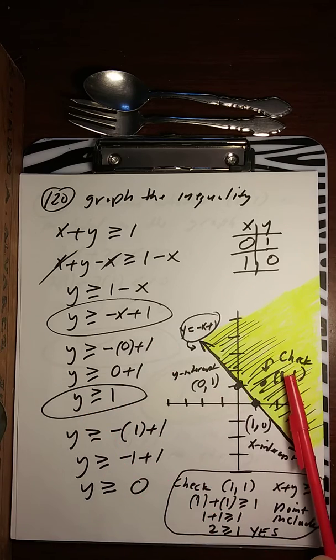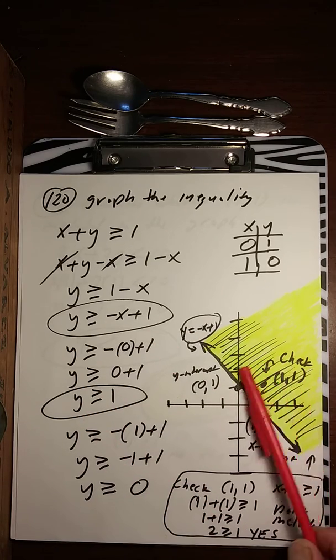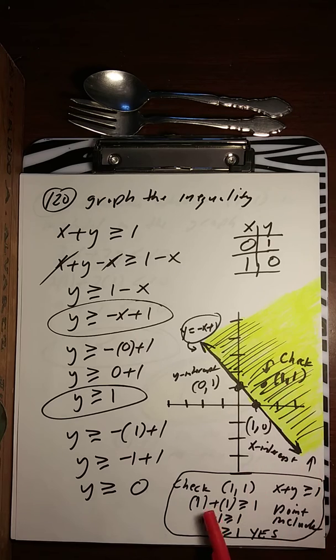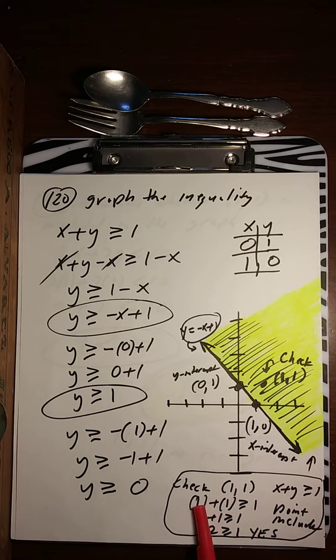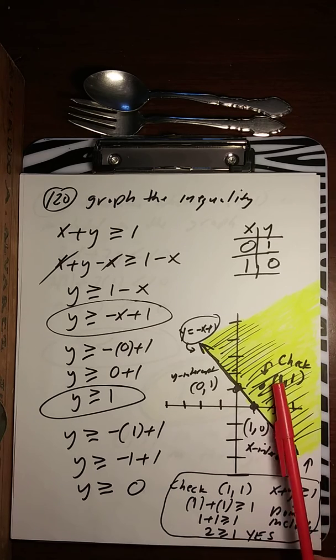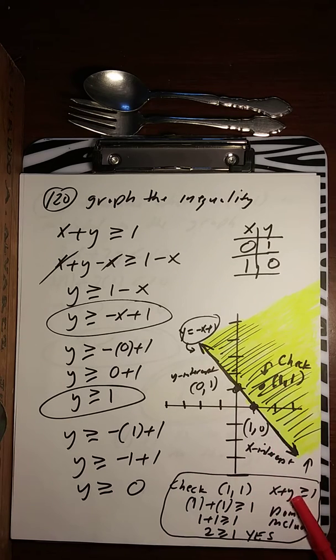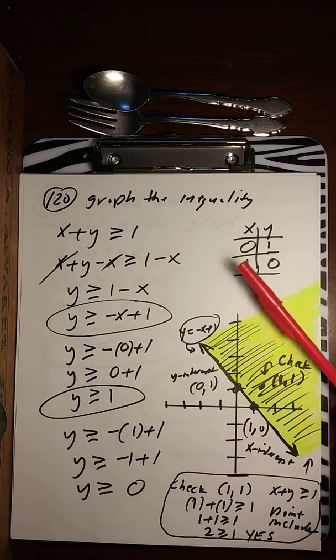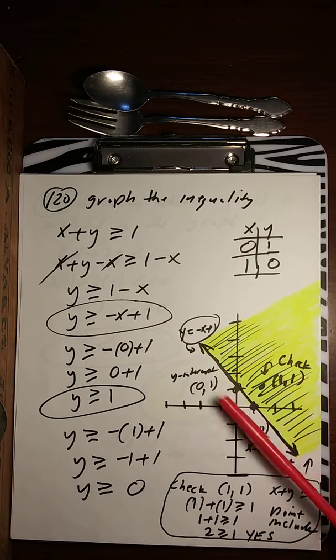So the way I found out is, see that (1, 1) lives in here? So I tried 1 and 1 in here. Check, (1, 1). 1 there, 1 there, 1 and 1 is 2. Is 2 bigger than 1? Yes. So this point is in the graph, so that means that x plus y bigger than or equal to 1 means this right here. All those, including this line here, that way.